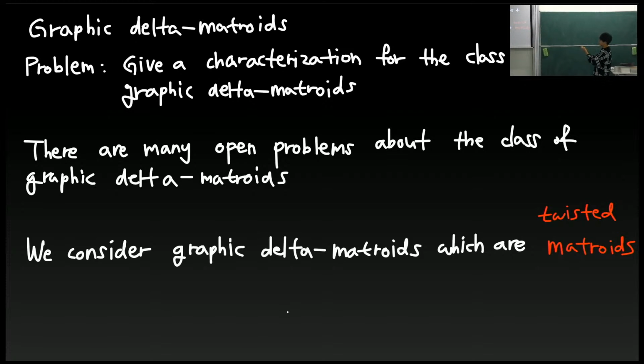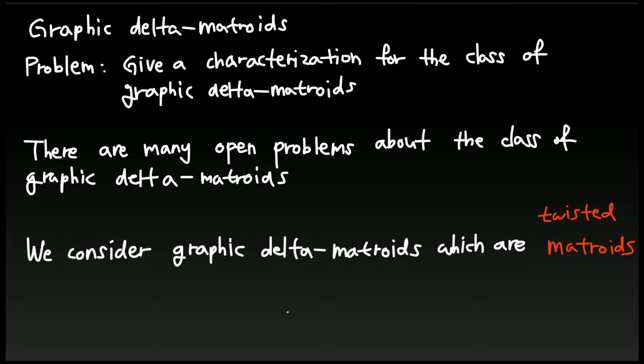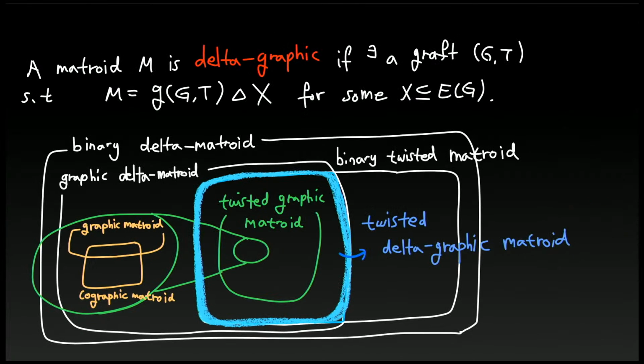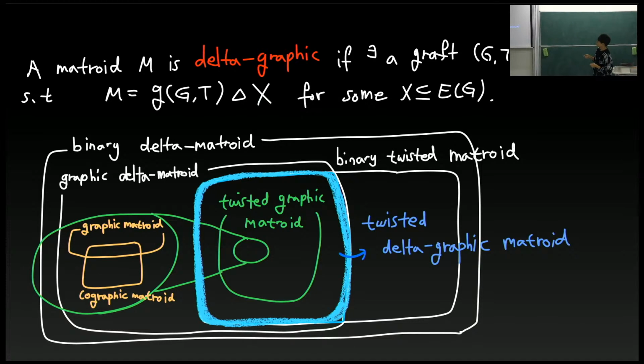But about this problem, there are many open problems. So now we consider the graphic delta-matroids which are also twisted matroids. So we define delta-graphic matroid. A matroid M is delta-graphic if there is a graph GT such that M is equal to G_GT up to taking the twisting operation.